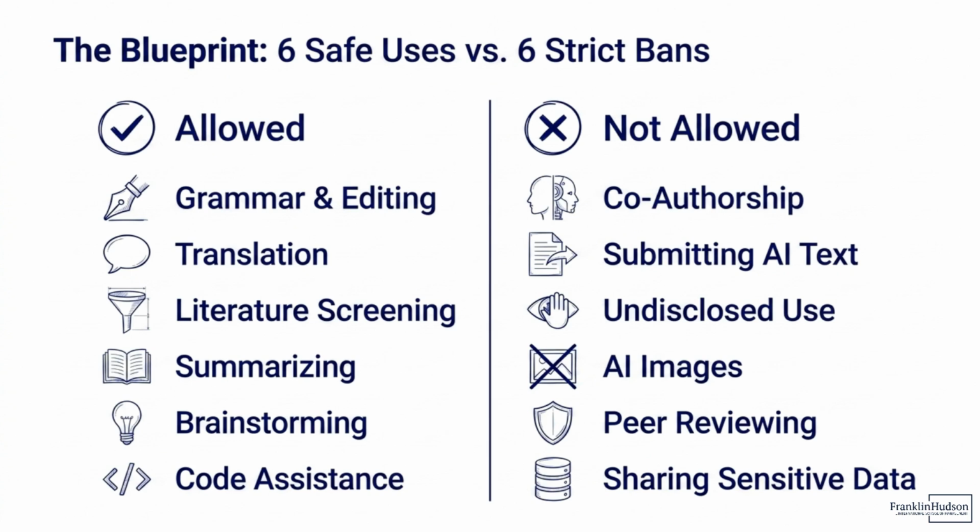On the right, however, we see the red light danger zones. These involve the outsourcing of core intellectual labor, such as writing original text, generating figures, or handling sensitive peer review data. These actions strike at the heart of what it means to be a researcher. Over the following slides, we will dissect each of these categories in detail, providing you with a concrete action plan for implementation and a clear warning against common pitfalls.